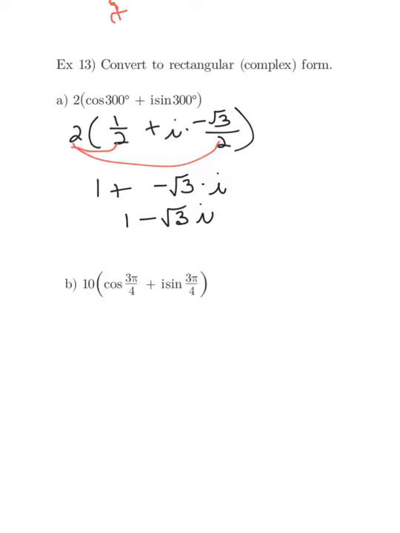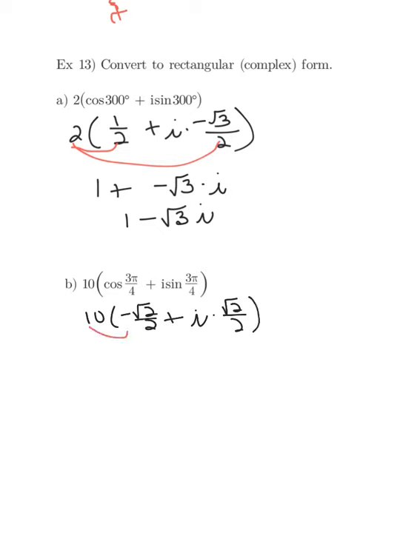For example B, the only thing that's different is that our angles are in radians, and that is absolutely fine. The process does not change. So we're going to keep the 10 on the front. We are going to substitute what cosine of 3 pi over 4 equals. It equals negative square root of 2 over 2 plus I times the sine of 3 pi over 4, which is positive square root of 2 over 2.